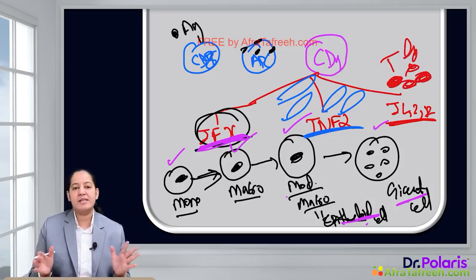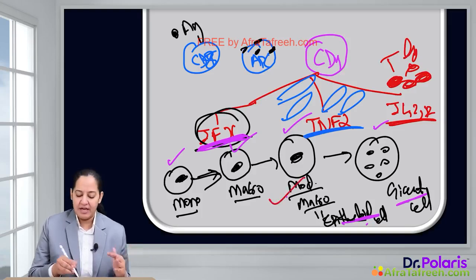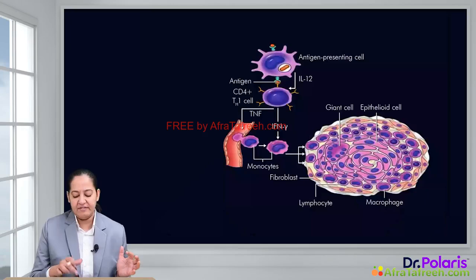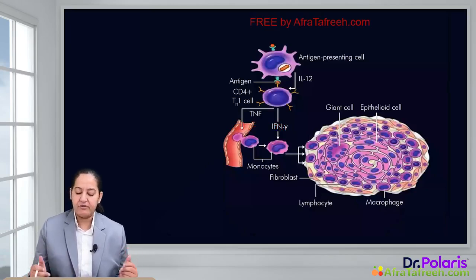So a total of 3 cells are there. Epithelioid cells, which are formed by interferon gamma. TNF alpha forming fibroblasts and interleukins forming T lymphocytes. They will rearrange themselves and they will form granuloma. So this is how ultimately granuloma is formed.